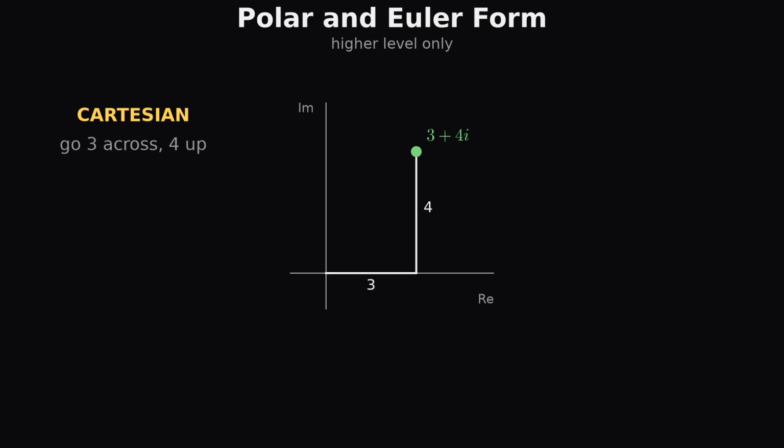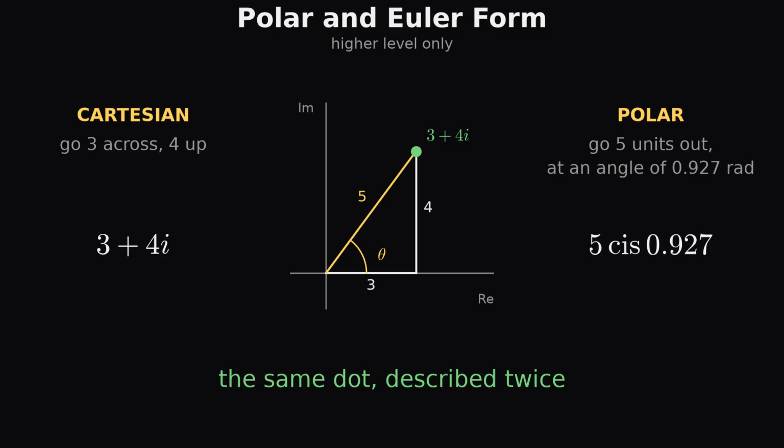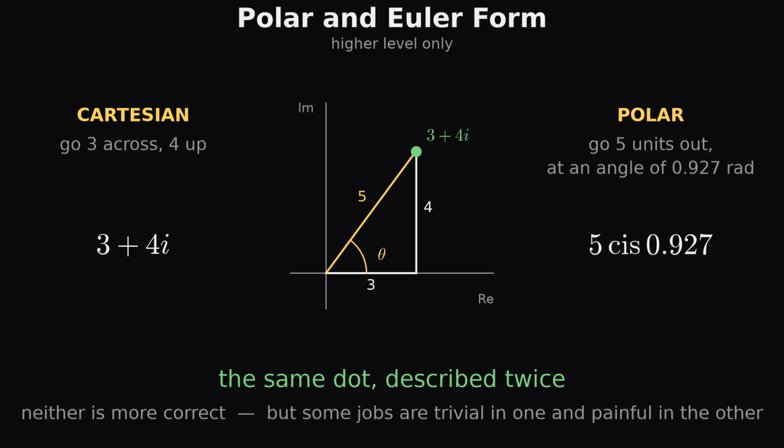The first one is a grid reference. Go 3 across, 4 up. That's Cartesian form, and that's what we did last video. The second is a bearing and a distance. Go 5 units out at an angle of 0.927 radians. That's polar form. Both describe the same dot. Neither is more correct than the other.